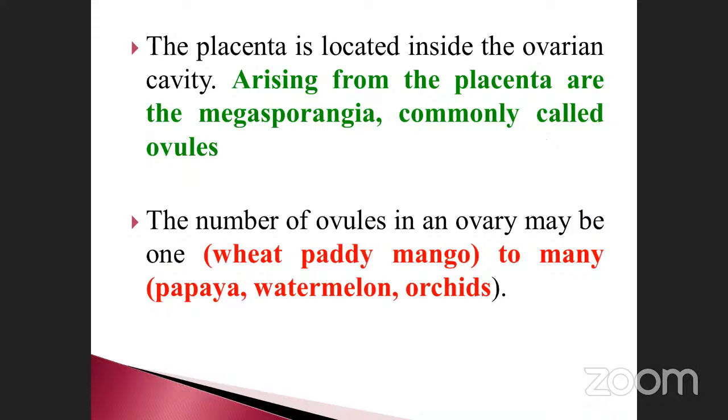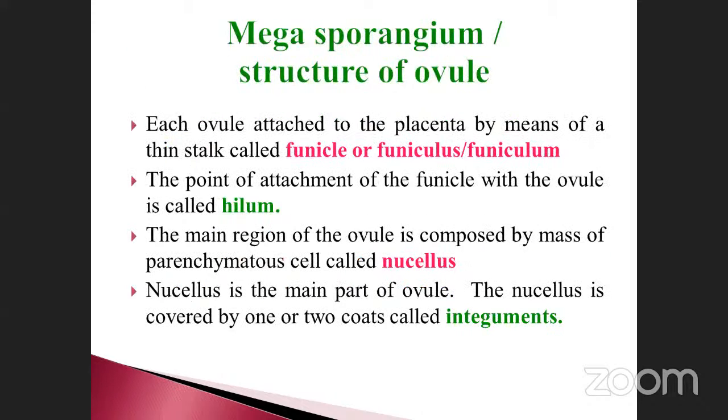The placenta is located inside the ovarian cavity, and arising from the placenta are the megasporangia, commonly called ovules. The number of ovules in an ovary may be one, as in wheat, paddy and mango, to many, as in papaya, watermelon and orchids. We already discussed that. See, the megasporangium, otherwise called the structure of ovule. This is very, very important. Many times they ask: what are the types of megasporangium? How will it be classified?